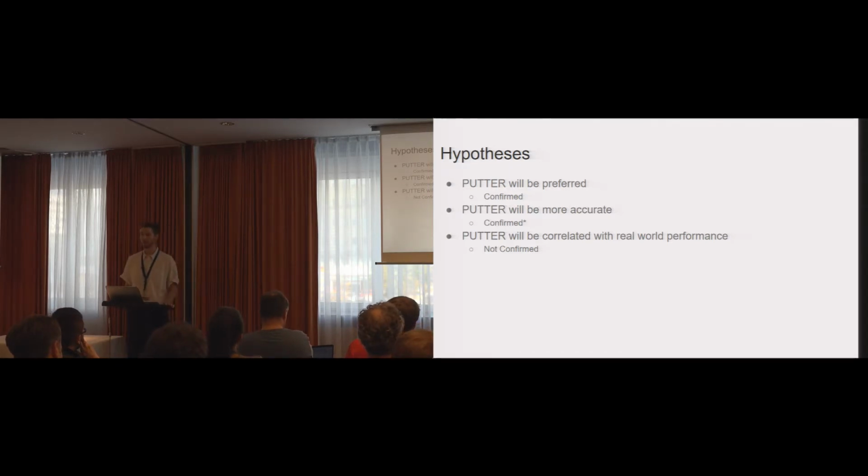As we saw in the graph, the real-world performance and the putter performance were pretty similar overall for all participants, but we didn't find that the performance in the real world would, for a single participant, better predict their putter performance than it would predict their controller performance. So we thought that the putter performance and the real-world performance would be more similar to each other than the controller performance for a single person. So we didn't find that.